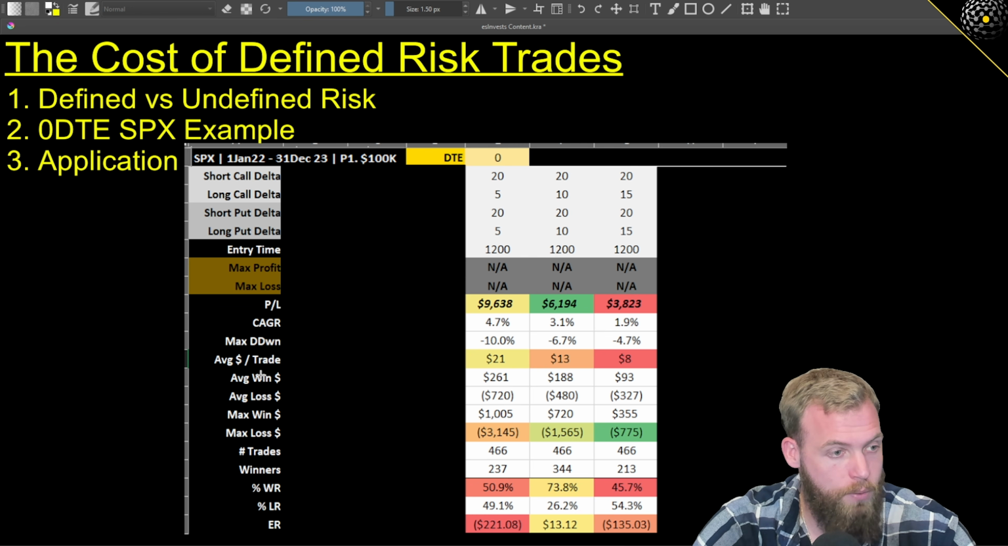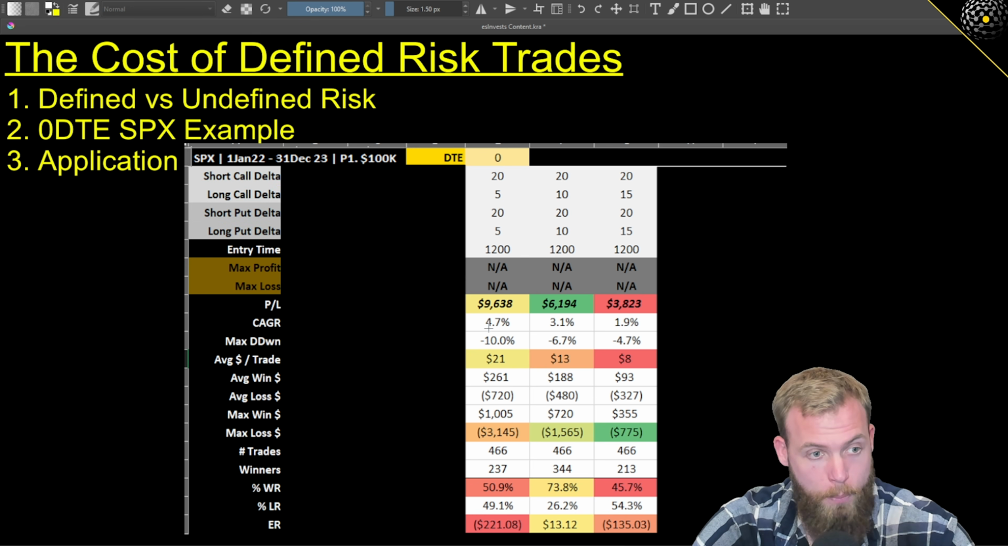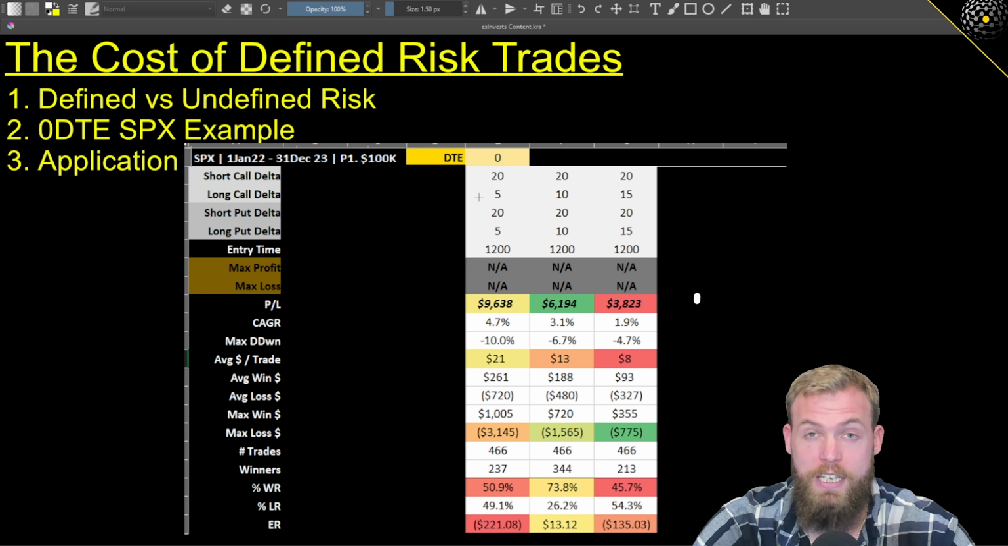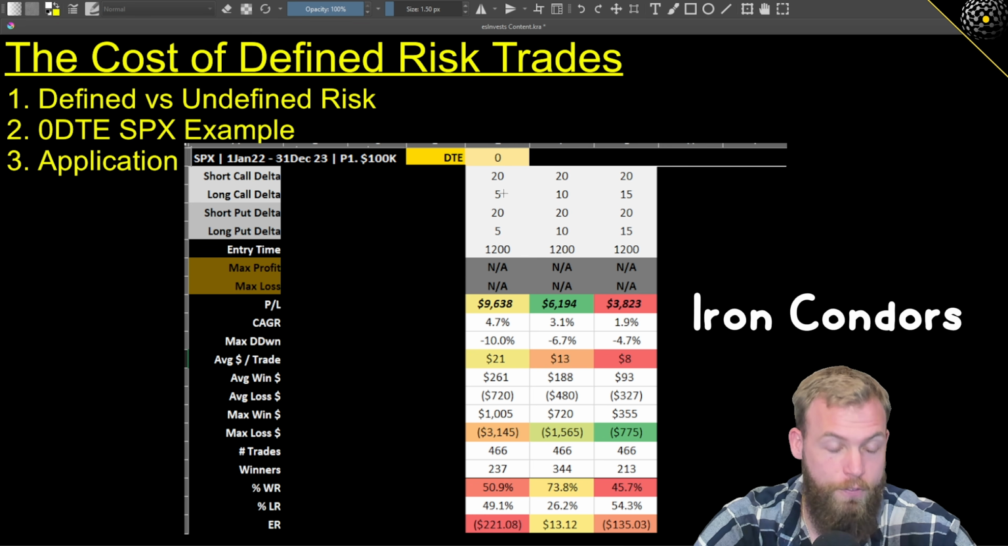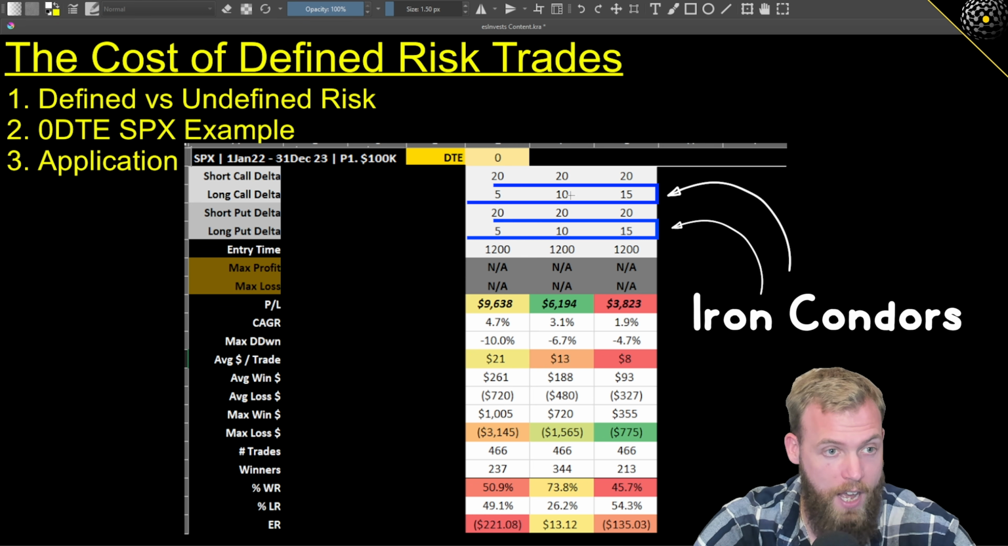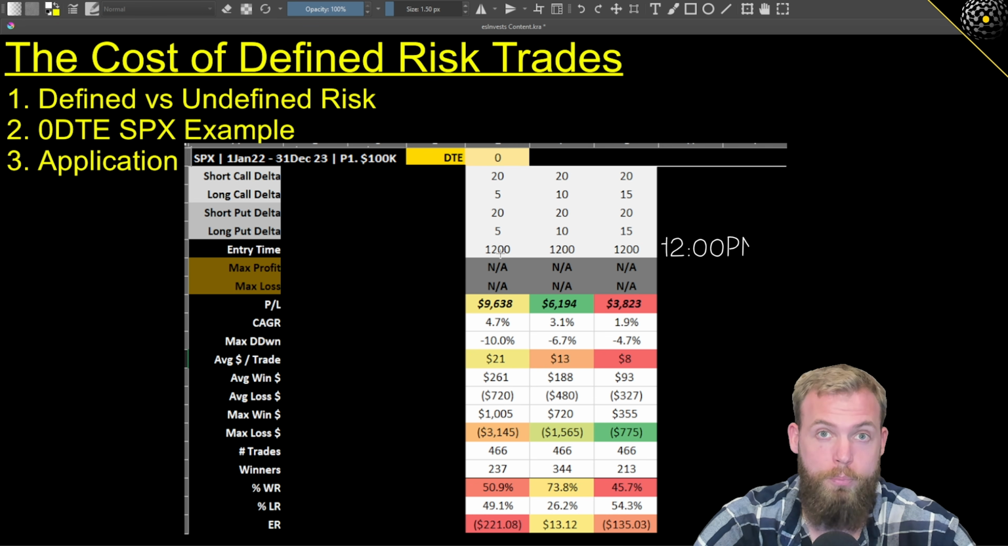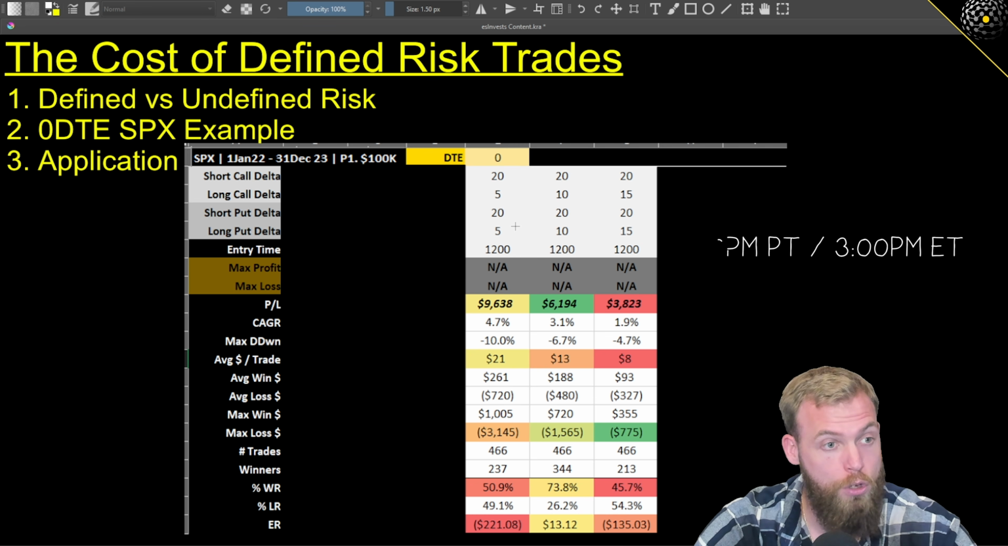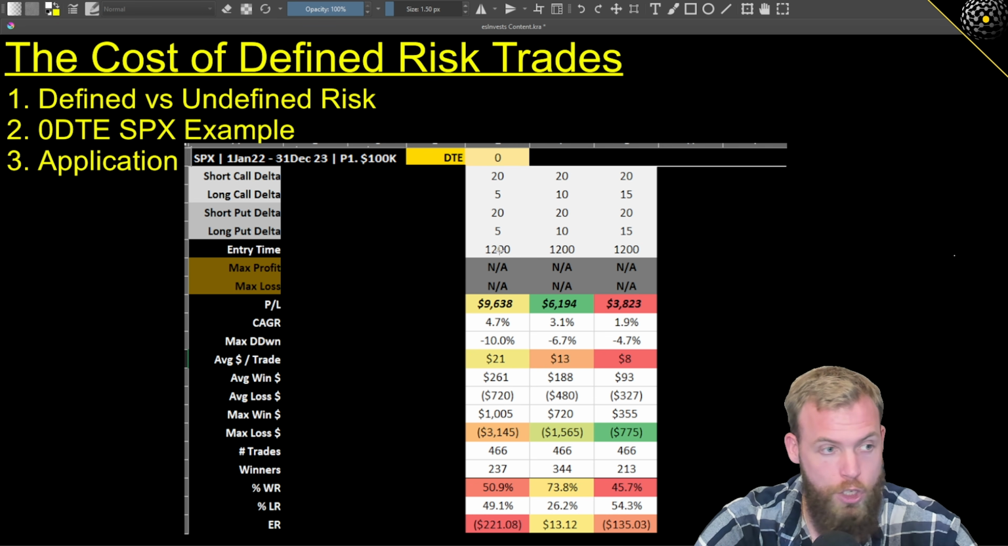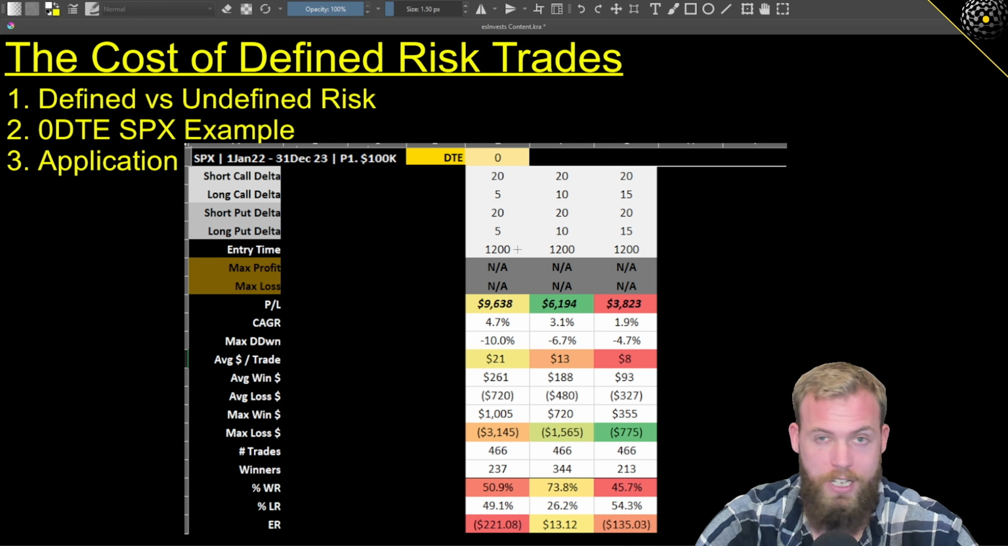So working down this side over here, we have a bunch of different things. If you'll notice, I honed in on short calls and puts at a 20 delta, so a strangle. But then for this part of the sample, I'm showing you the iron condors at 3 different locations. Long wings at 5, 10, and 15 deltas. These are all entered at 12 p.m. Pacific time, 3 p.m. Eastern, so an hour before the close. You can tinker with the entry time and you'll see slightly different results.